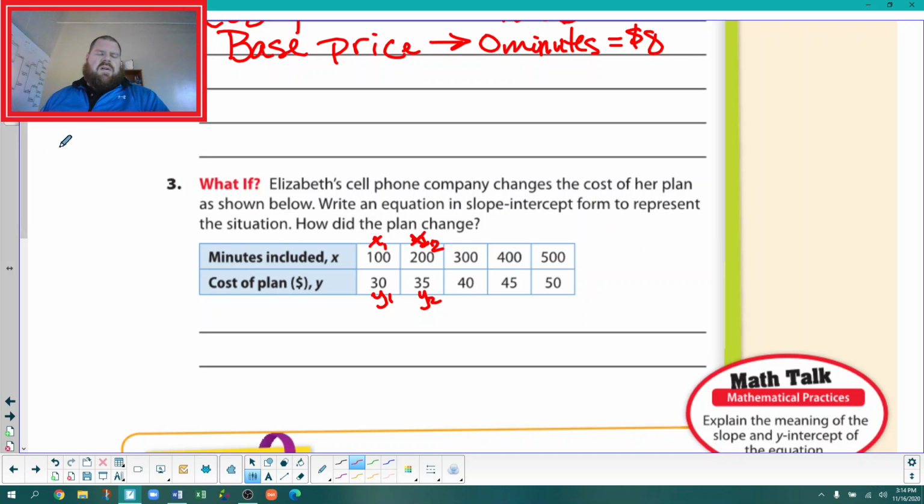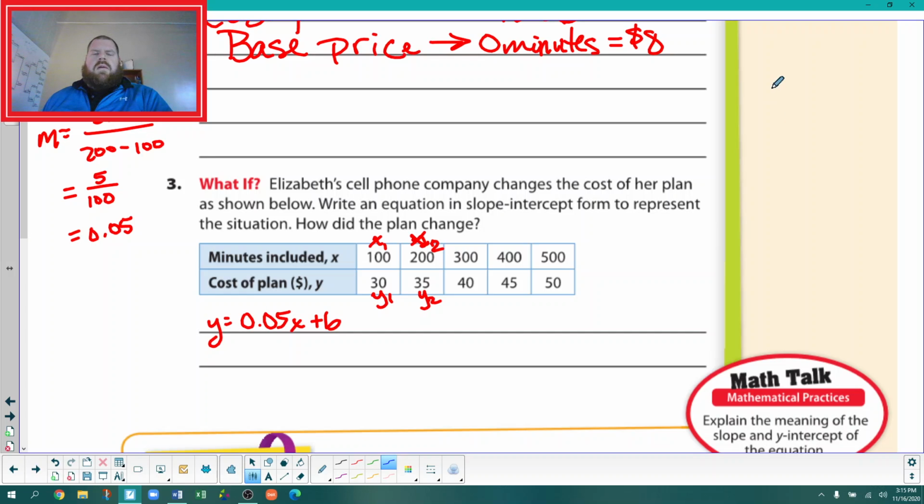And I'm going to start up here because I know that I'm going to take a lot of space for this. y2 minus y1, so we have 35 minus 30, over x2 minus x1, 200 minus 100. 35 minus 30 is 5. 200 minus 100 is 100. So that's 0.05. So we have y equals 0.05x plus b.